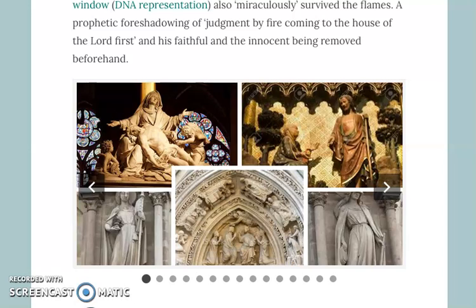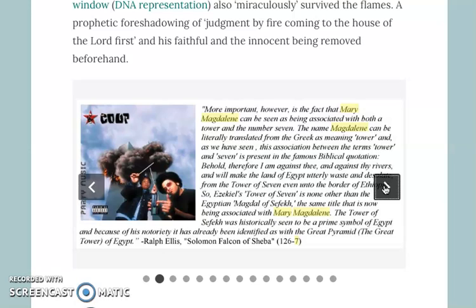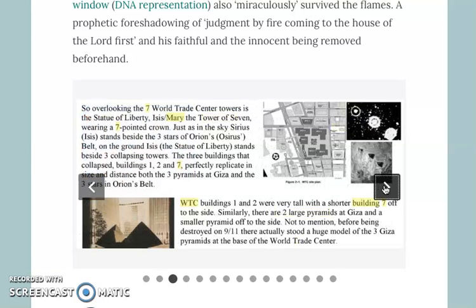So we find multiple references to Mary Magdalene, both on the exterior and the interior of the Notre Dame. And over here, you're able to see that the Mary Magdalene is connected to not just the Tower of Migdal, the Tower of the Flock, but also the Tower of Seven in the book of Ezekiel. You can read more about these details in the article.